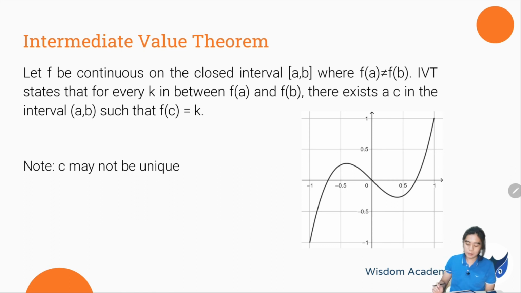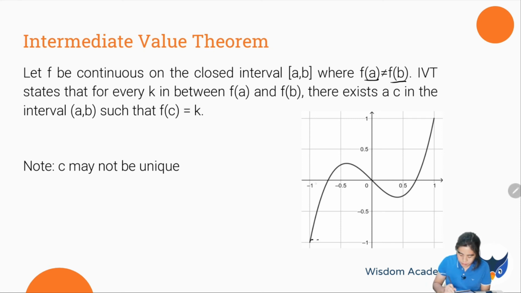So, lastly, we will discuss about the intermediate value theorem. So, sinasabi ng intermediate value theorem, so let f be continuous on the closed interval ab where f of a is not equal to f of b. IVT states that for every k between f of a and f of b, there exists a c in the interval ab such that f of c is equals to k. Note that c may not be unique.